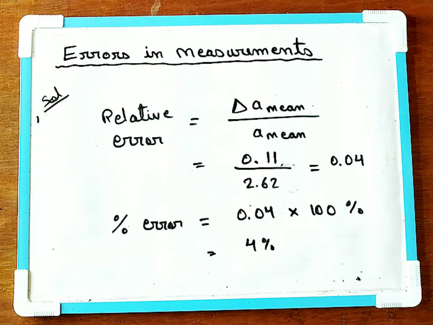So this is how you will calculate absolute error, relative error, and percentage error. First, you know the true value, then calculate the difference, then take the mean absolute error, then calculate the relative error and the percentage error. Okay, so step by step.